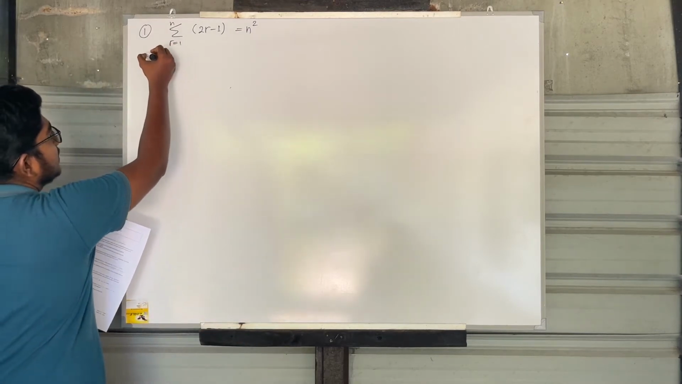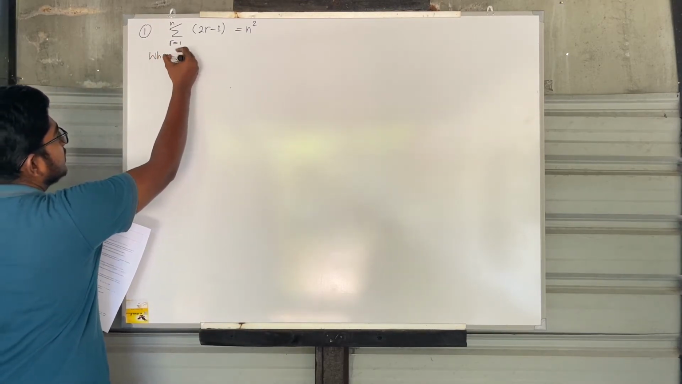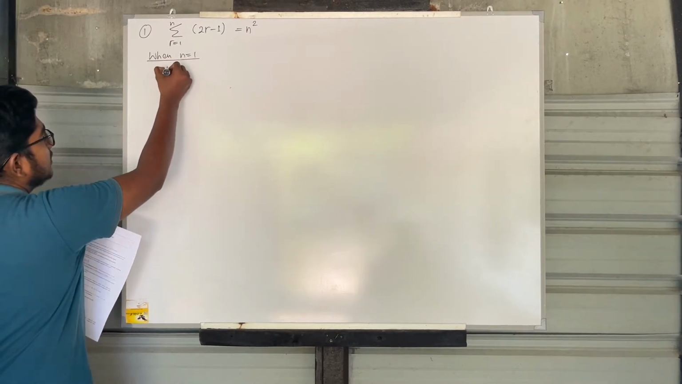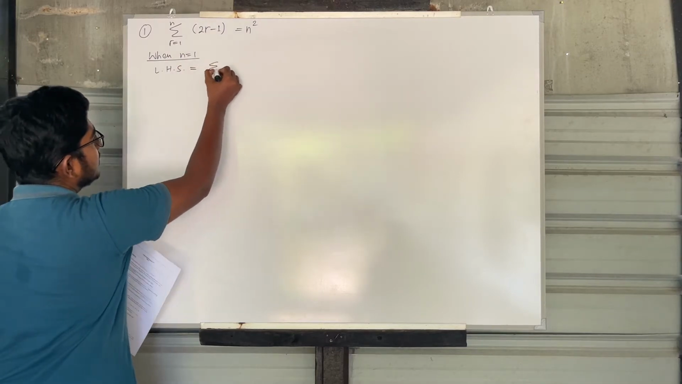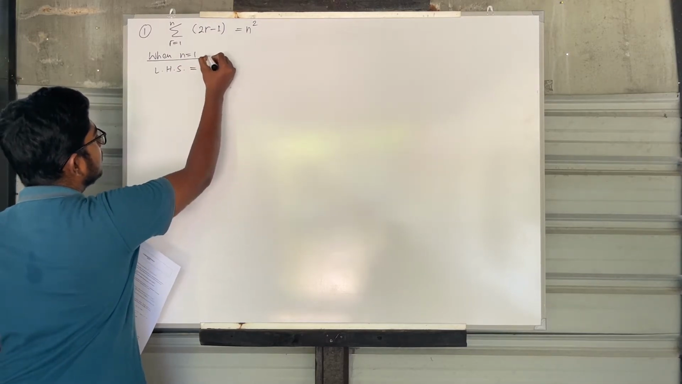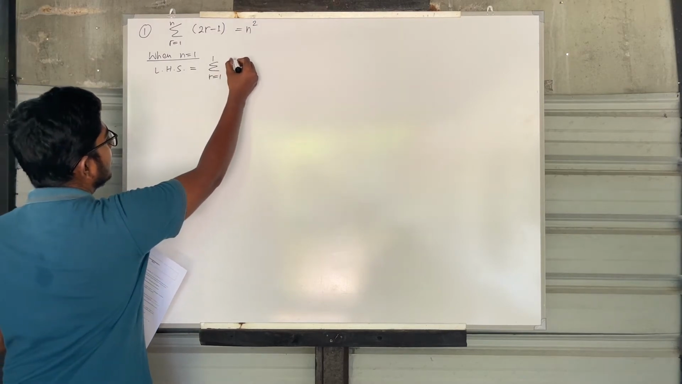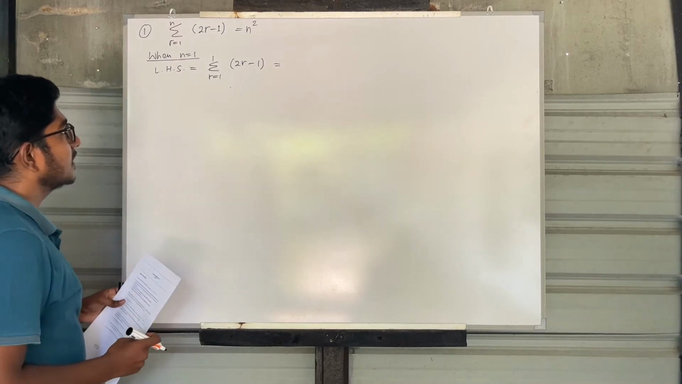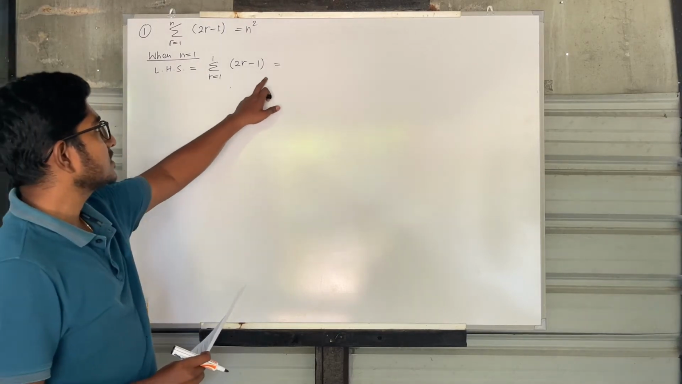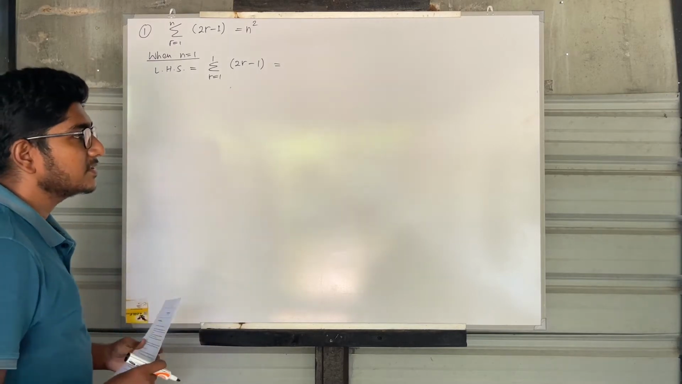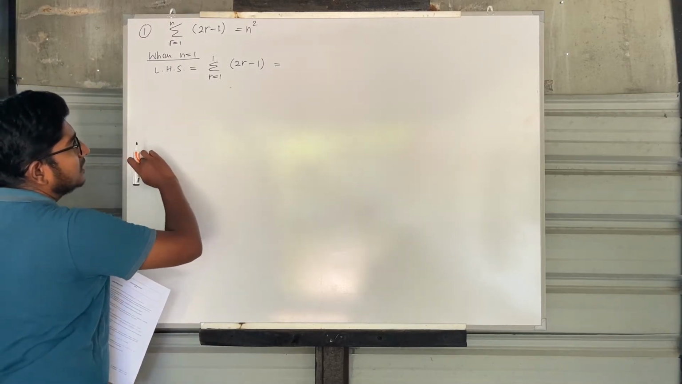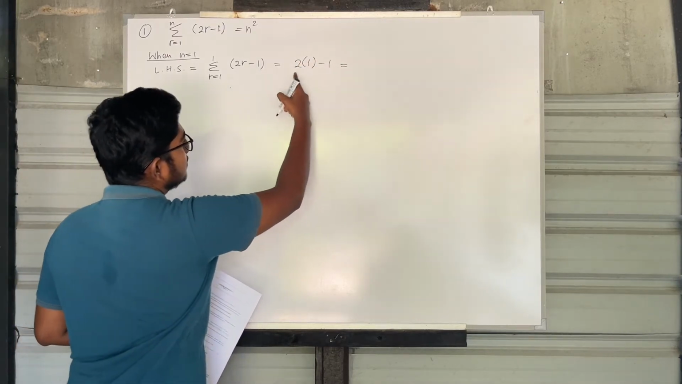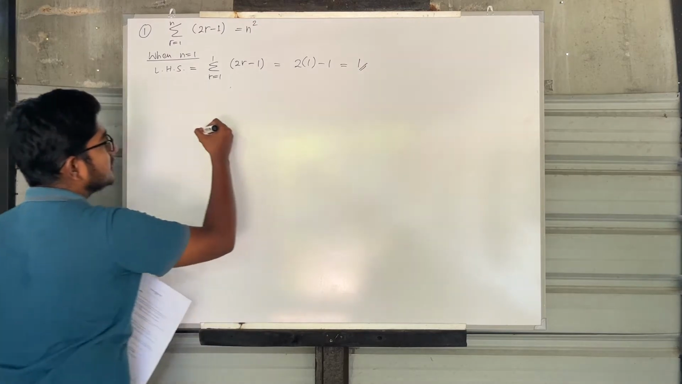In that concept we have to show this statement is true when n equal 1. That is the first step. Take the left hand side, r equal 1 to 1. N becomes 1. R equal 1 to 1 means the first term of this sequence, where r is just 1. Then this is 2 times 1 minus 1, 2 minus 1, LHS is 1.